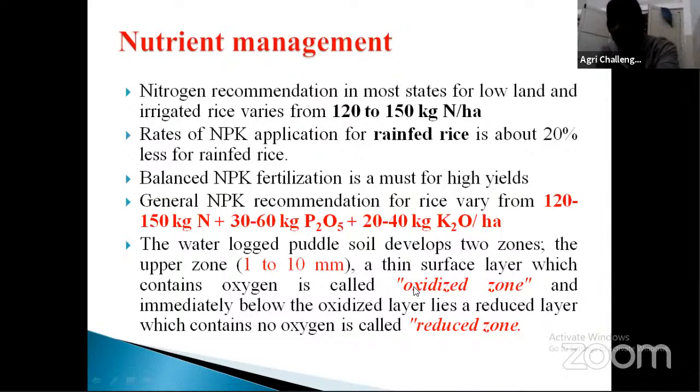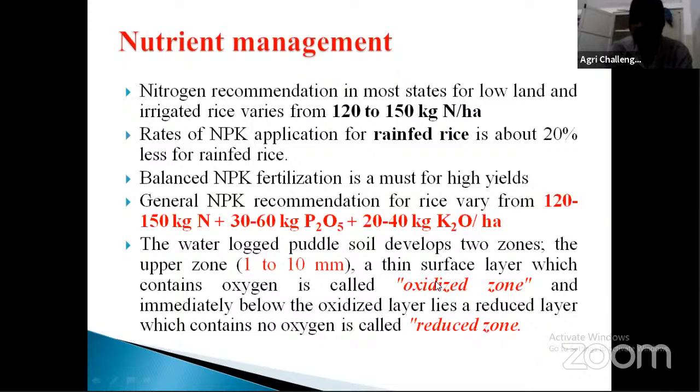So this ammoniacal fertilizer, if you apply it in the oxidized zone, this ammonia will react with the oxygen and form nitrate. After formation, the nitrate will go downwards to the reduced zone. In the reduced zone, nitrate will be reduced to nitrogen, and it is lost in the form of nitrogen. That's why we should not apply ammoniacal fertilizer in the oxidized zone.